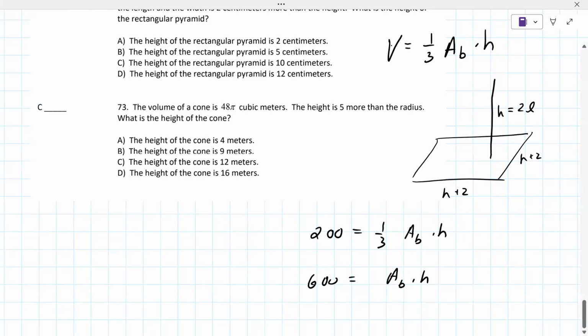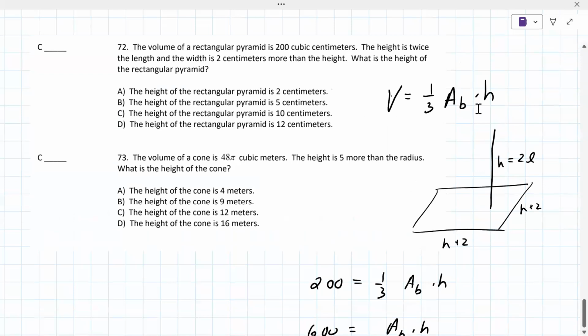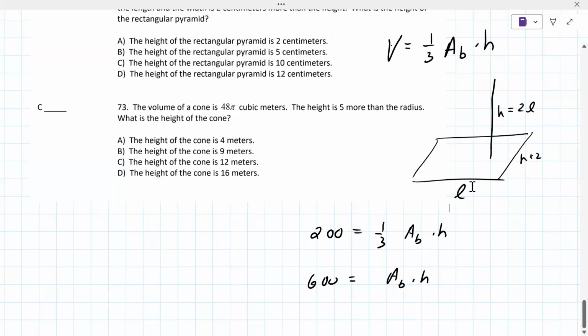Like if the height is 2, which I don't think is right, but let's just say the height is 2. The height is twice the length. I'm sorry, this is the length, and the width is 2 more than the height. So if the height is 2, that means the length is 1, and then the other dimension is 3, and that does not appear to work. It's way too small. So we know that one's out.